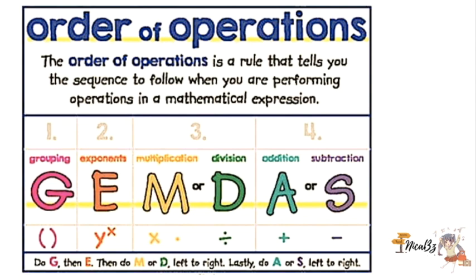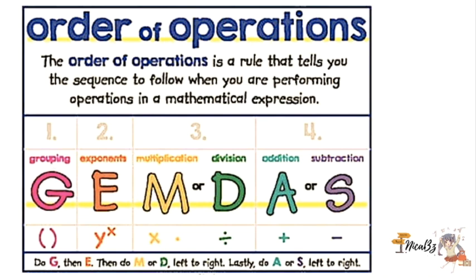So in this video, we will learn how to do order of operations. So what is order of operations? It is a rule that tells you the sequence to follow when you are performing operations in a mathematical expression. And we follow GEMDAS so that we can do this properly. So G stands for grouping.